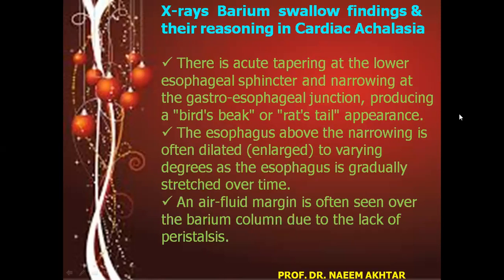X-ray barium swallow findings and their reasoning in cardiac achalasia. The first feature is that there is an acute tapering at the lower esophageal sphincter and narrowing at the gastroesophageal junction, producing a bird's beak or rat's tail appearance. The second feature is that the esophagus above the narrowing is often dilated to varying degrees as the esophagus is gradually stretched over time. And the third feature is that an air-fluid margin is often seen over the barium column due to lack of peristalsis.